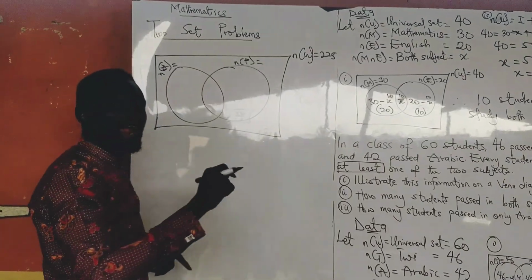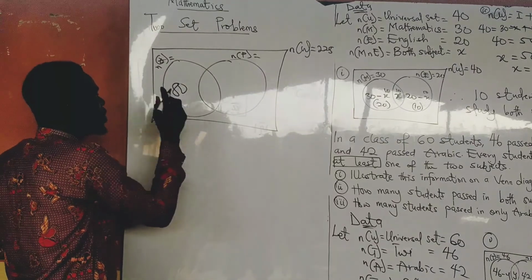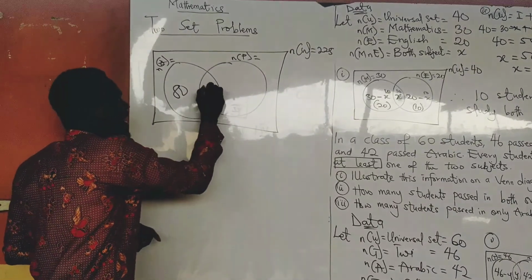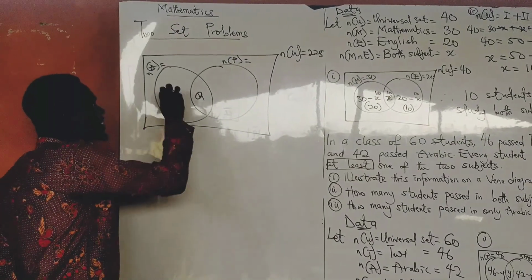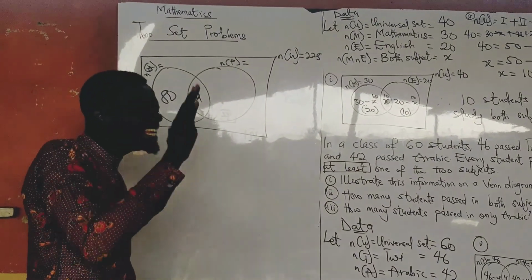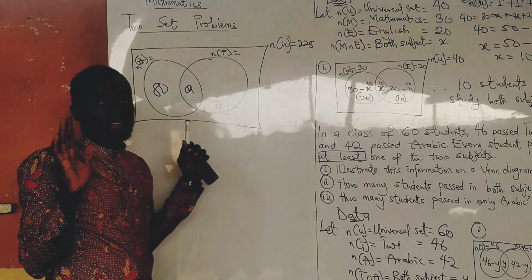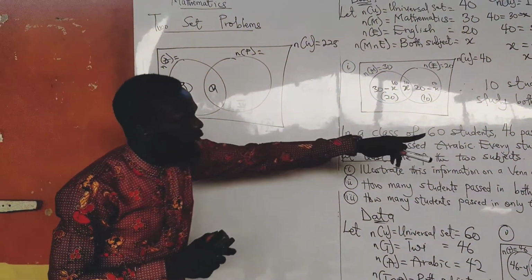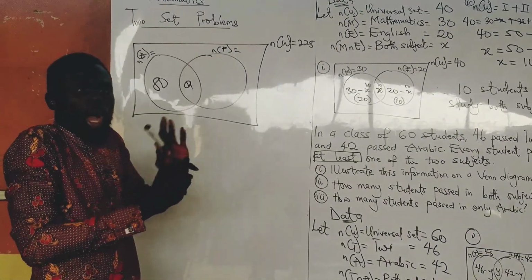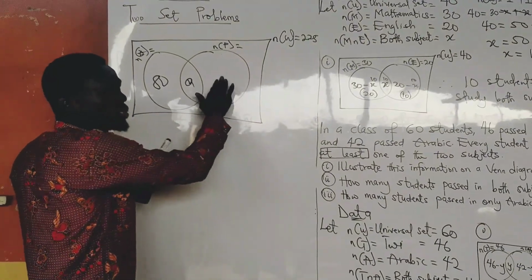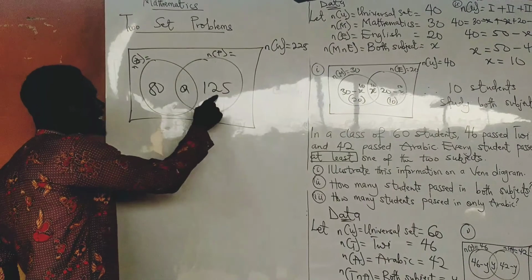But we were given Arabic only, which is the region I. So we will record it here without subtracting the A that we've represented for the both. Why are we not subtracting? Because this given number is only. So we don't need it. Good. Then when you continue, he said 125 study French only. Also, because it is only, we will write 125 here without subtracting the A.